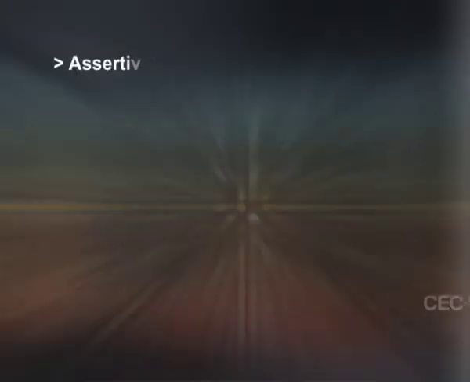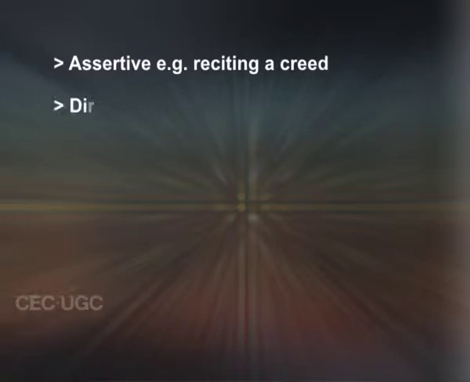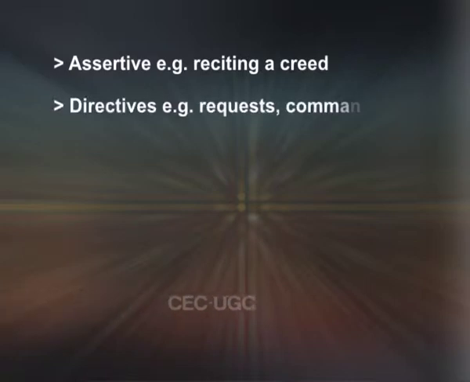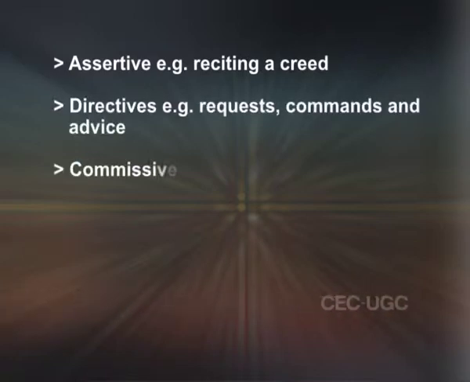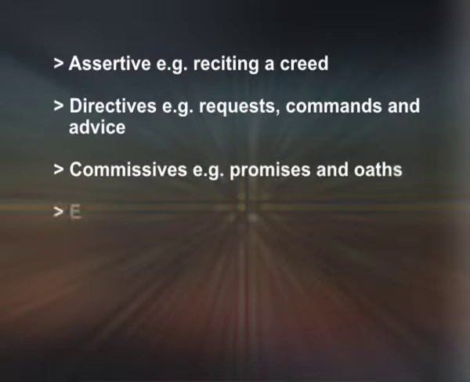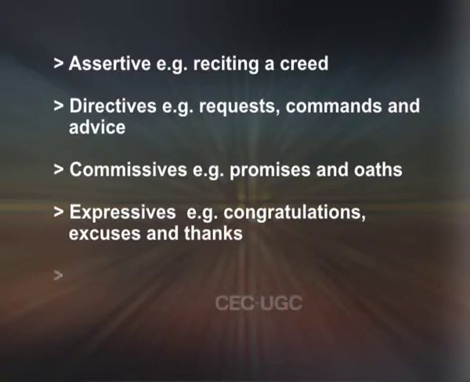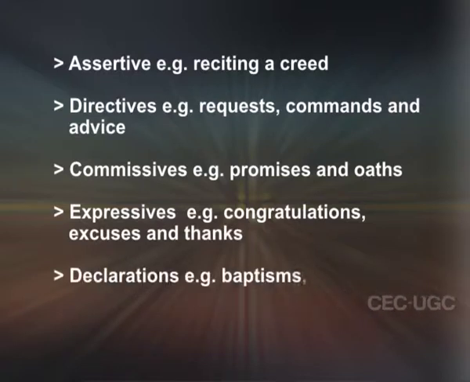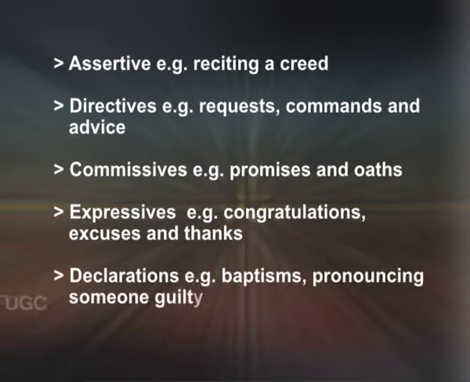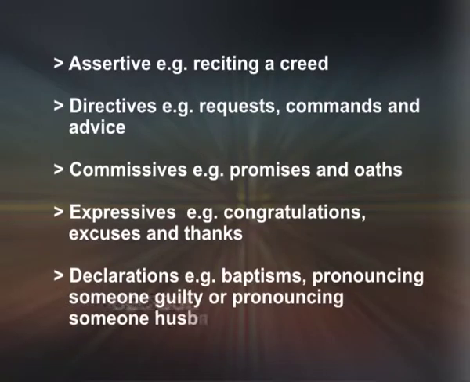John Searle, in his work published in 1975, classified illocutionary speech acts the following way: assertive, example, reciting a creed; directives, example, requests, commands, and advice; commissives, example, promises and oaths; expressive, example, congratulations, excuses, and thanks; declarations, example, baptism, pronouncing someone guilty or pronouncing someone husband and wife.